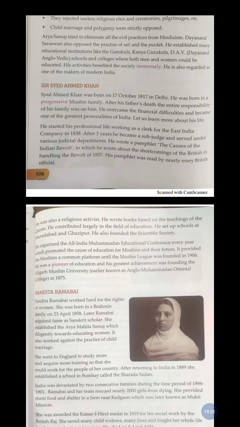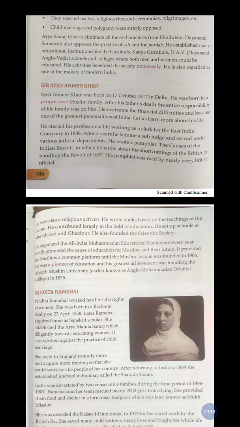He organized the All India Mohammedan Educational Conference every year, which promoted the cause of education for Muslims and their future. Okay, students, what was he organizing at that time? He was organizing the All India Muhammadan Educational Conference every year. Why was he organizing this conference? Because in this conference he was promoting the cause of education for Muslims and their future.